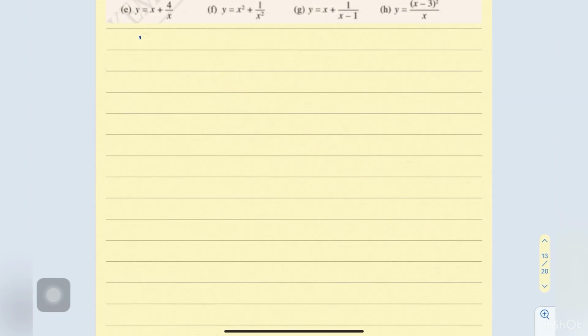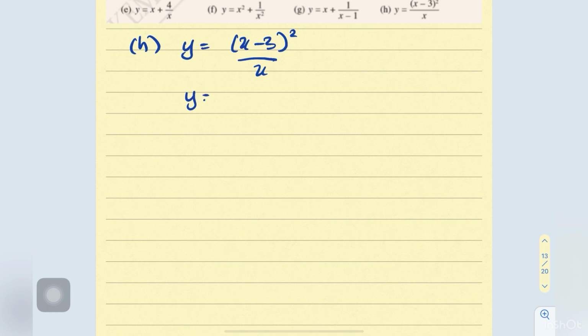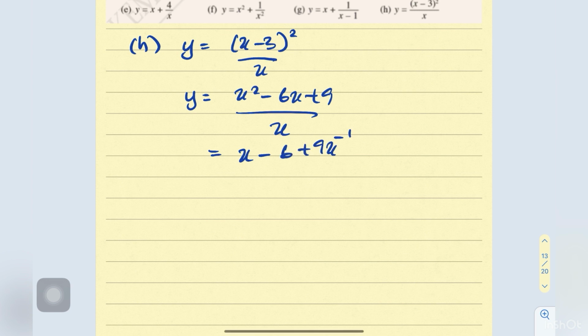For question H, y is (x minus 3) squared over x. You may use the quotient rule, but I prefer to expand. So (x squared minus 6x plus 9) over x becomes x minus 6 plus 9x to the power of negative 1. Then find dy/dx, which is 1 minus 9x to the power of negative 2, so 1 minus 9 over x squared.